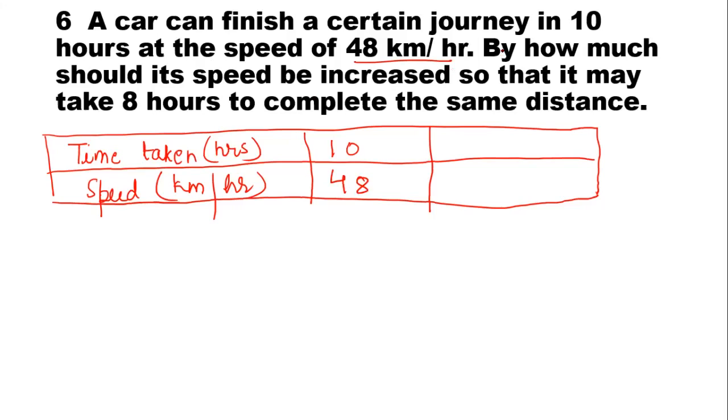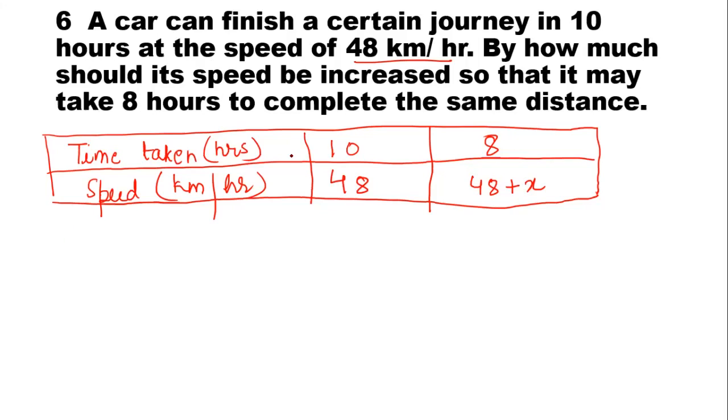Okay. By how much should its speed be increased so that it may take 8 hours to complete the same distance? Now we have to increase the speed from 48 so that the journey takes 8 hours. Let the increase in speed be x. So x is the speed we have to increase to complete the journey in 8 hours.